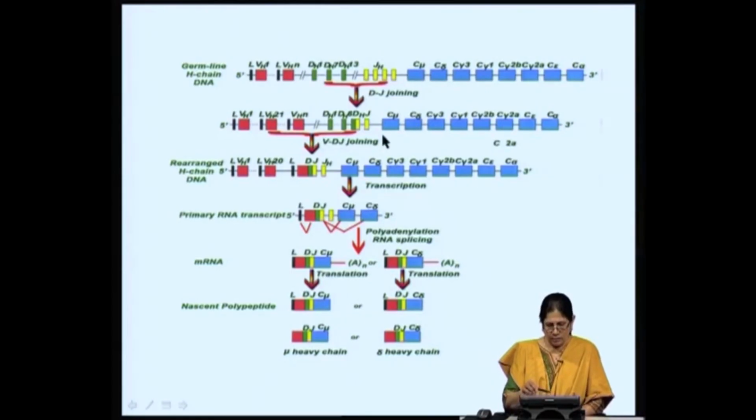Heavy chain reorganization is such that simultaneously the cell can produce both heavy as well as light chain corresponding to the mu or the IgM as well as the IgD. Now, how this happens is something I will come to a little later.